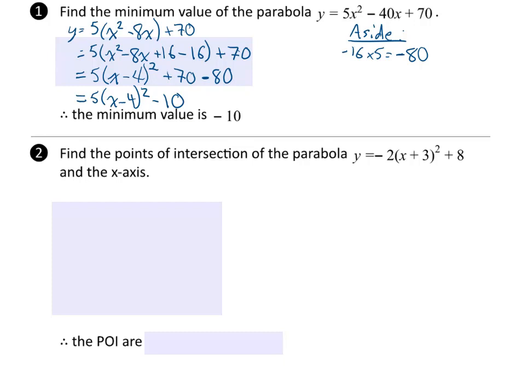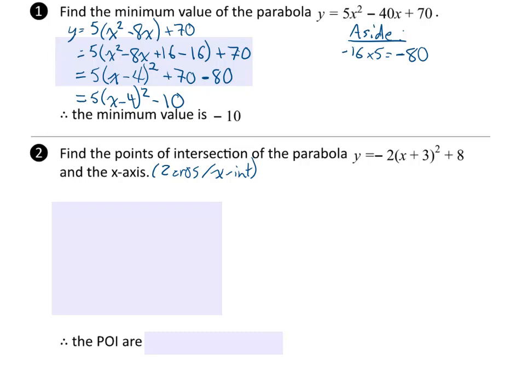So I still recommend doing it that way. Okay. Find the points of intersection of the parabola y equals negative 2 (x plus 3) squared plus 8 and the x-axis. So where are the zeros, basically? So we're looking for our zeros or x-intercepts. So where are these?